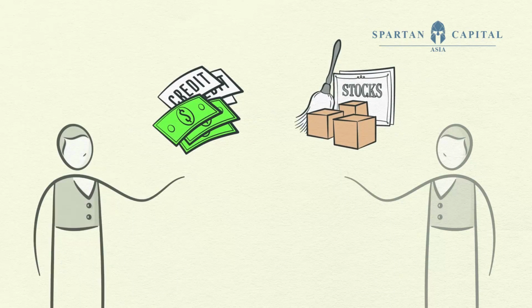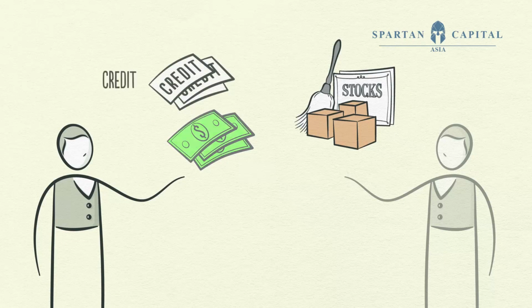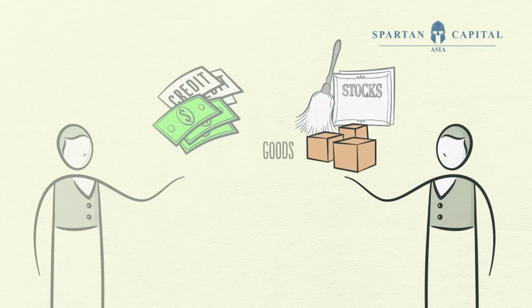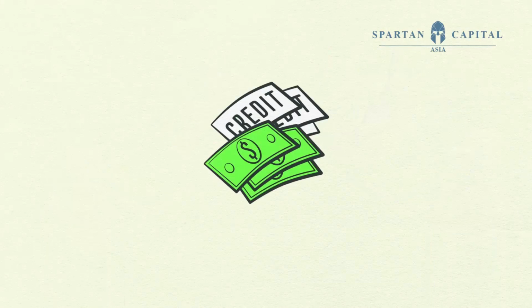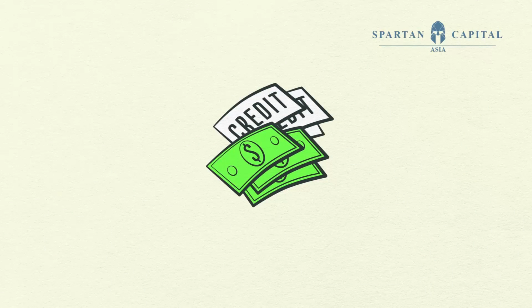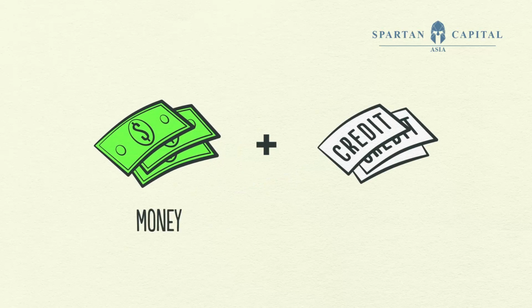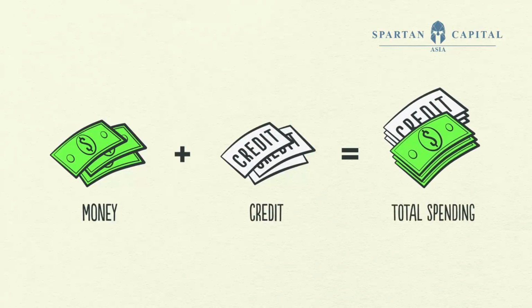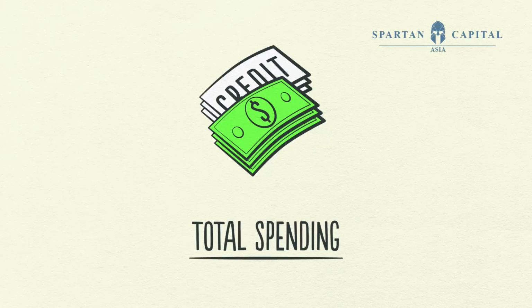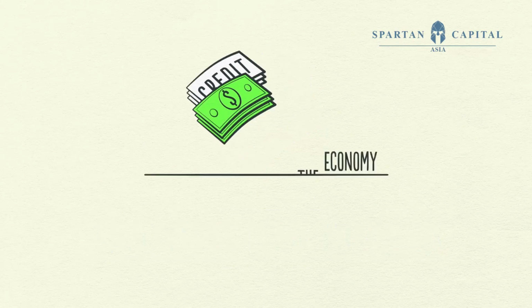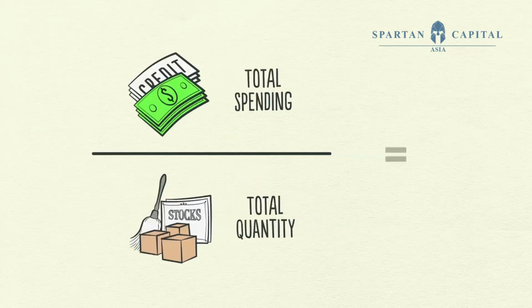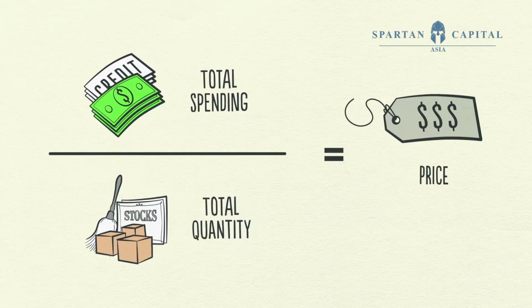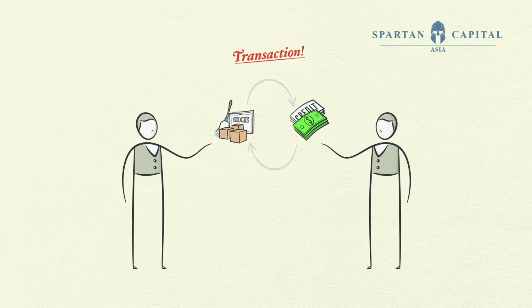Each transaction consists of a buyer exchanging money or credit with a seller for goods, services, or financial assets. Credit spends just like money, so adding together the money spent and the amount of credit spent, you can know the total spending. The total amount of spending drives the economy. If you divide the amount spent by the quantity sold, you get the price. And that's it. That's a transaction.